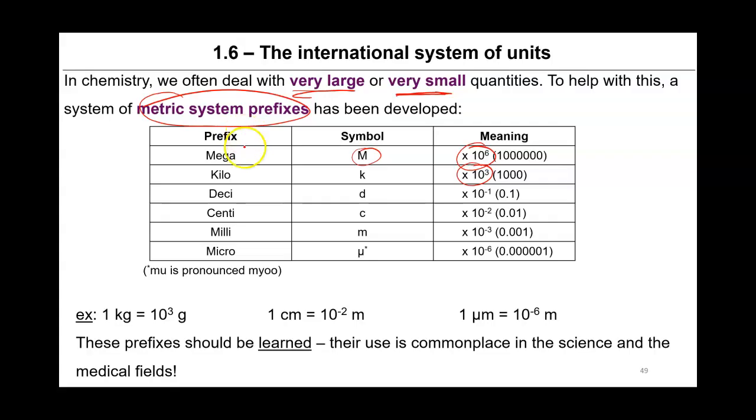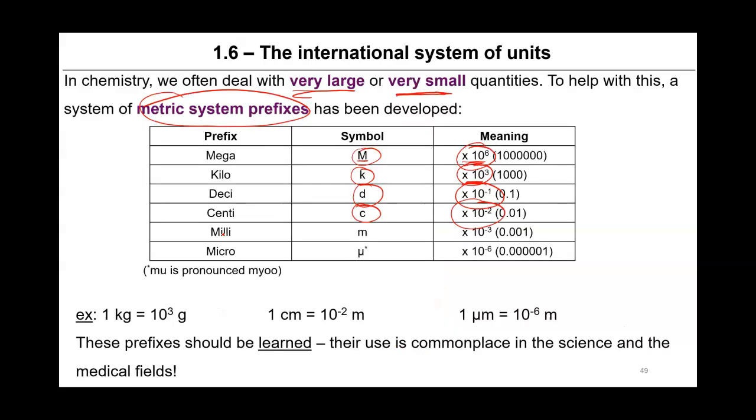So the metric prefix mega, which has the symbol uppercase M, means that our measurement is multiplied by 10 to the 6. The metric prefix kilo, which has the symbol lowercase k, means that our measurement is multiplied by 10 to the 3. The metric prefix deci, which has the symbol lowercase d, means that our measurement is multiplied by 10 to the minus 1. The metric prefix centi, which has the symbol lowercase c, means our measurement is multiplied by 10 to the minus 2.